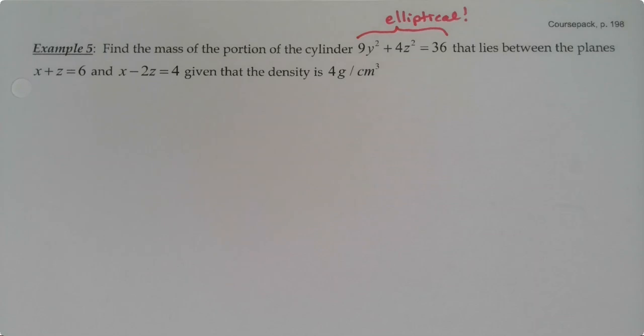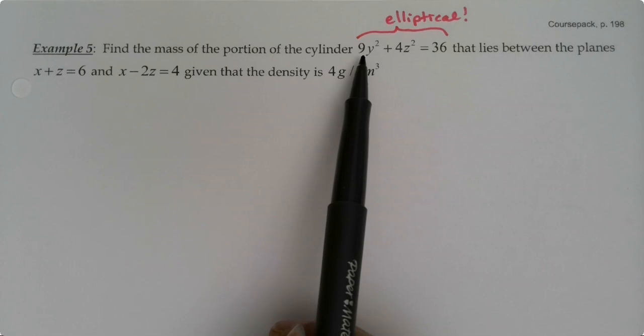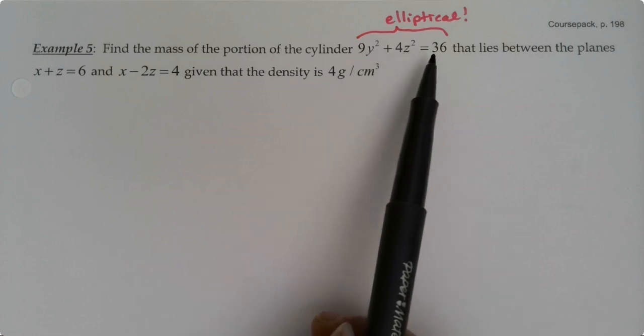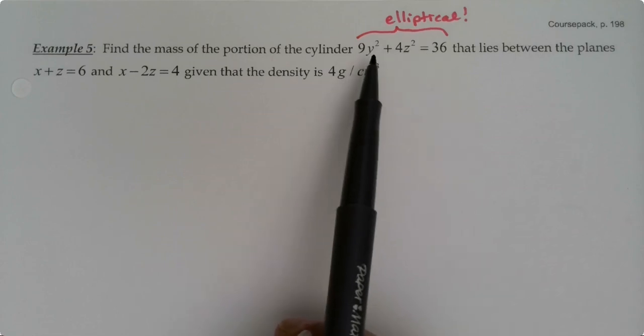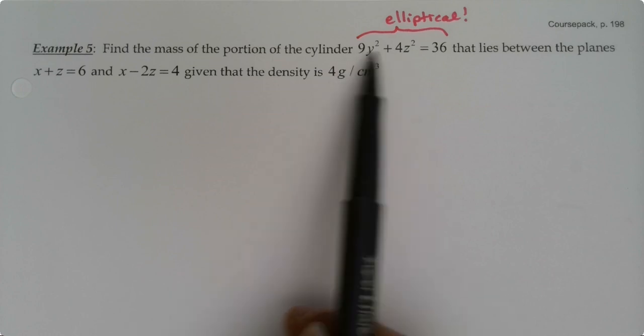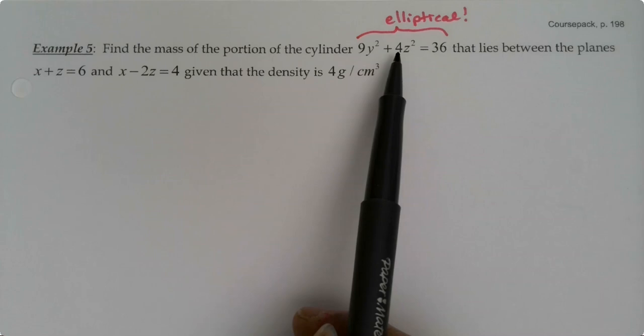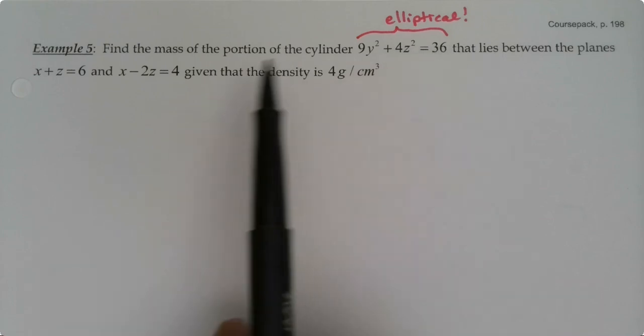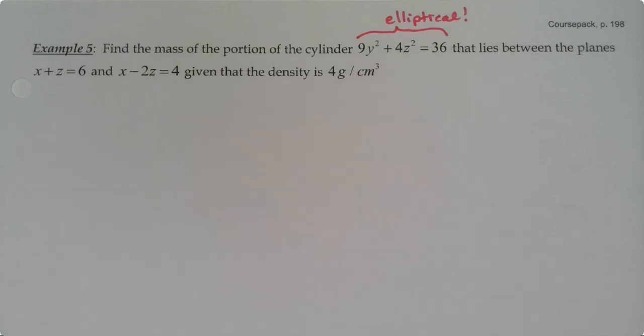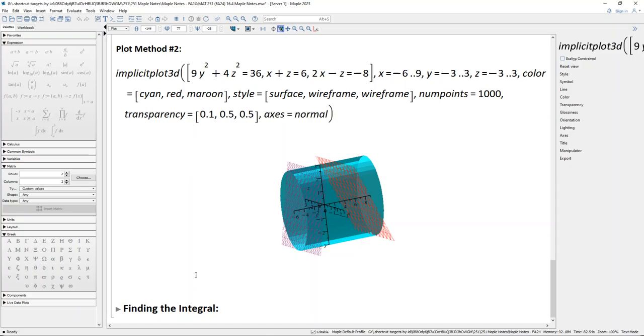So now we're going to use the triple integral to find one more mass in the rectangular coordinate system. We're going to find the mass of the portion of the cylinder 9y squared plus 4z squared equals 36. Now you'll notice that's elliptical because the coefficients in front of the y and the z are not the same. And we want it to lie between the planes x plus z equals 6 and x minus 2z equals 4. So let's look at this in Maple real quick.